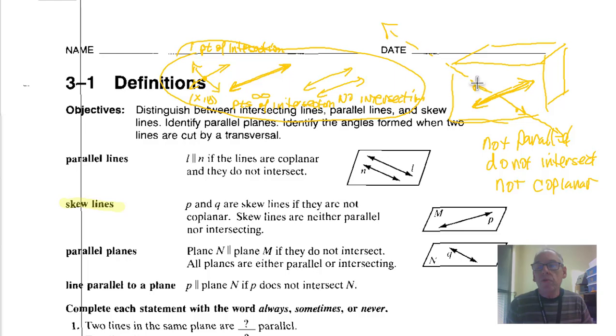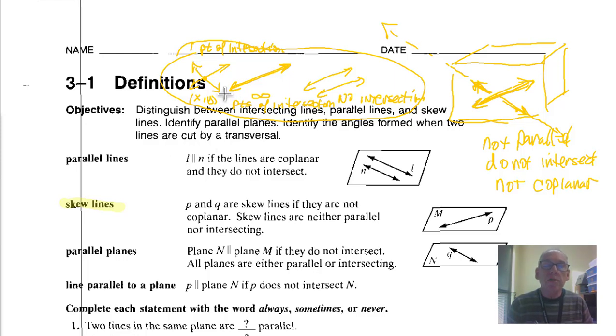But if you open it up to three dimensions, then we have this other situation where you can have two lines that are oriented in different directions, and they don't cross each other, yet they're not parallel to each other. They don't intersect each other, and they're not in the same plane with each other.